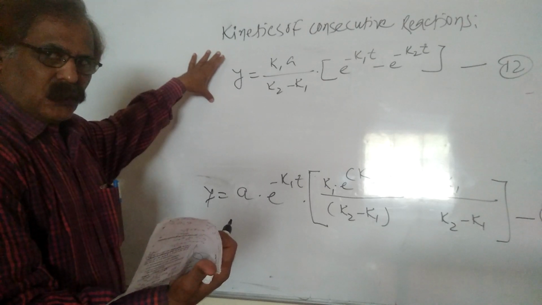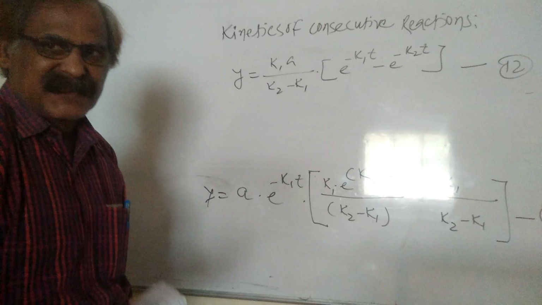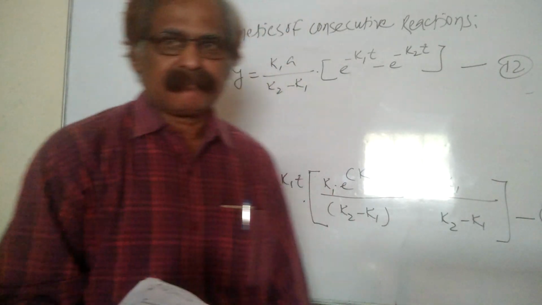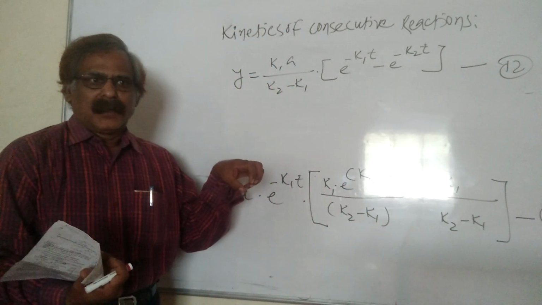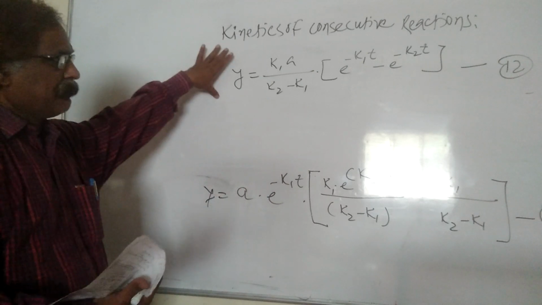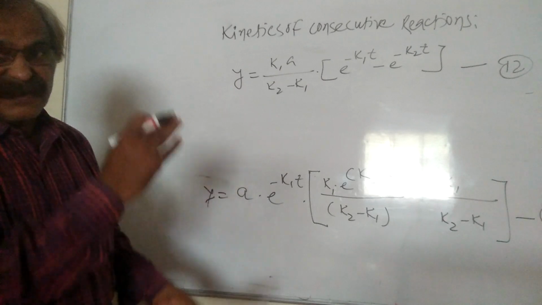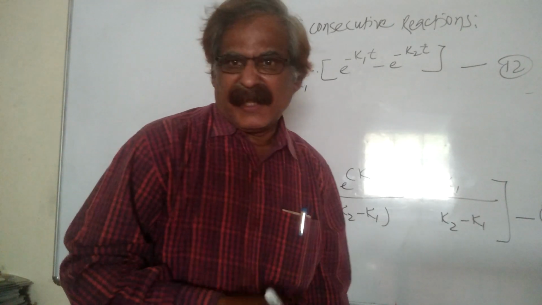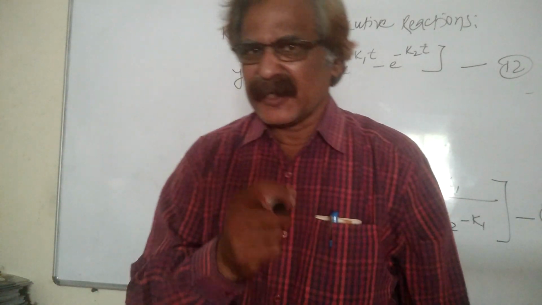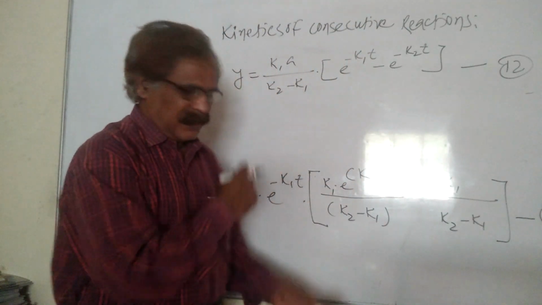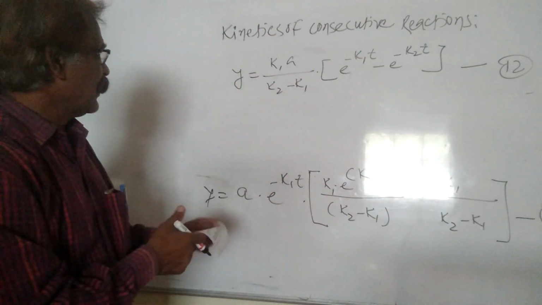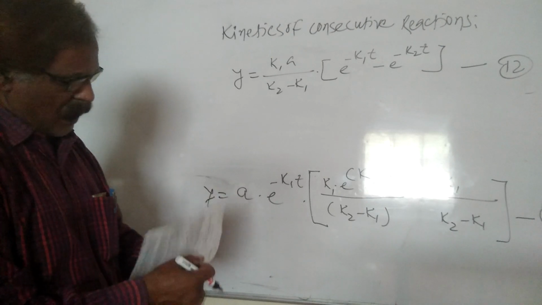So we now know the expression for y is this. The expression for x is equation number 7. Equation number 7 is the expression for x, and equation number 12 is the expression for y.